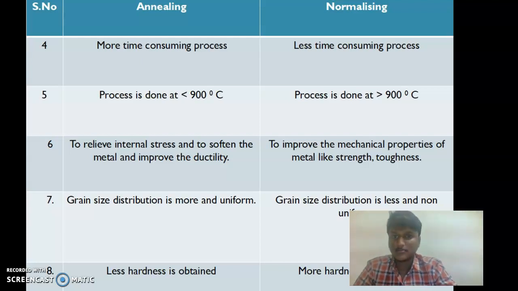The annealing process is done below 900 degrees centigrade and the normalizing process is done above 900 degrees centigrade, to relieve the internal stresses and to improve the mechanical properties. Grain distribution is more and uniform in annealing, and less and non-uniform in normalizing. Less hardness is obtained in annealing, more hardness is obtained in normalizing. Comparatively to annealing, the normalized materials will have more hardness. And here is our first video, and we'll conclude here.